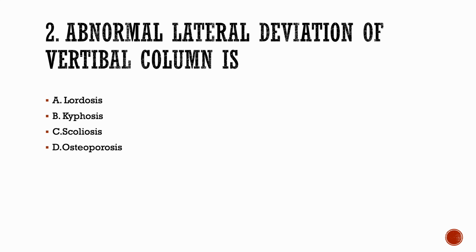The second question is, abnormal lateral deviation of vertebral column is option A, lordosis. Option B, kyphosis. Option C, scoliosis. Option D, osteoporosis. The answer is C, scoliosis.